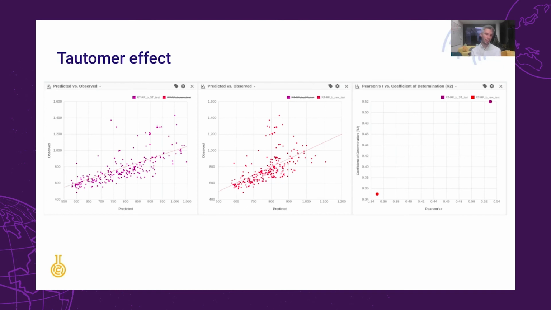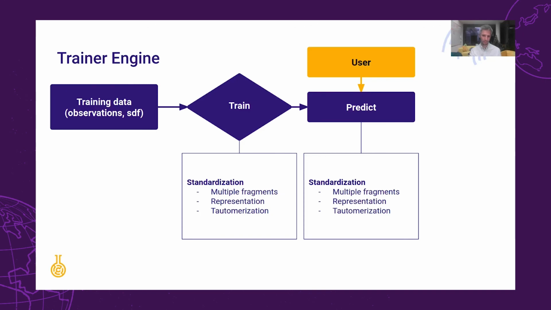To be able to show you the tautomeric effect, now I am showing side by side the predicted versus observed values for these two datasets, and the non-standardized is shown with red dots again, and purple dots are showing the standardized case. As you can see, more molecules with higher error can be observed in the non-standardized set, and the Pearson and R-square values again show quite a bit of a difference with only this single line change in the configuration that influences the standardization.